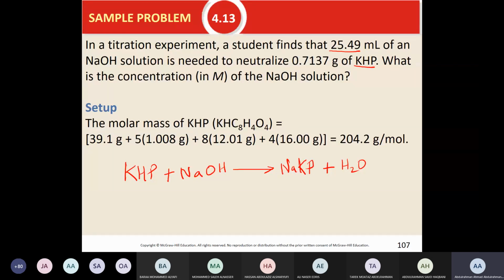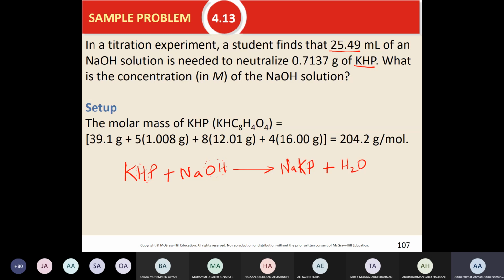When you add base to acid, then it will give you salt. Take the hydrogen away and take the OH away to make water out of it, and then write the rest. Okay, let's have the information under each thing.